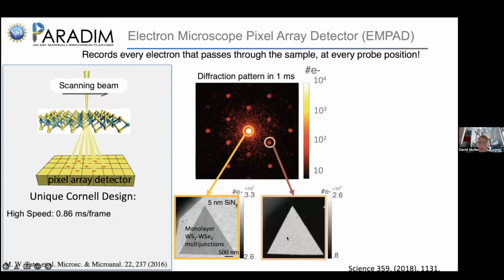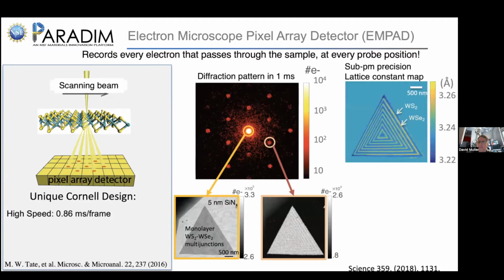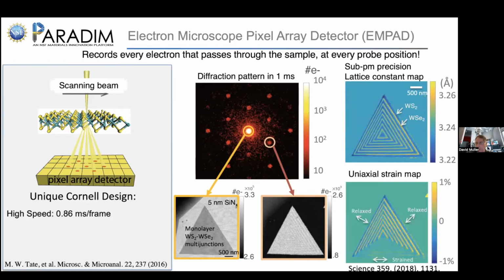If I look at the Bragg beam, you can tell this monolayer material is maybe made up of two different things. And if I measure the position of each diffraction peak, I can produce a map of the lattice constant with a precision of under a picometer, and then a strain map with strain precision of about 0.1%. And you can see how these two different materials, in a single monolayer, are intergrown with each other. It comes out very nicely.